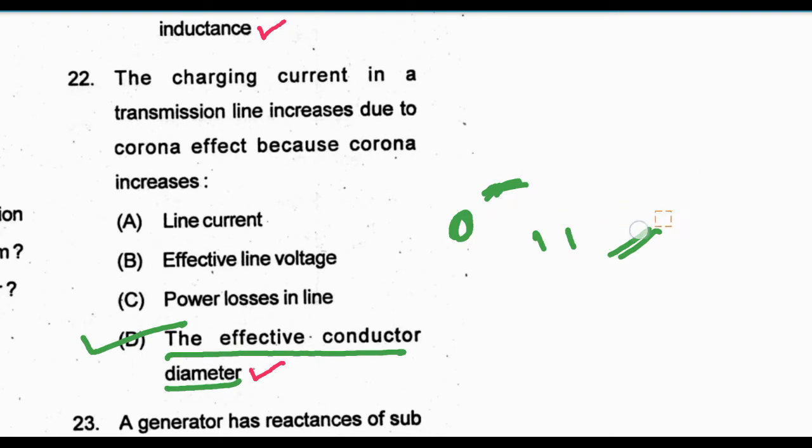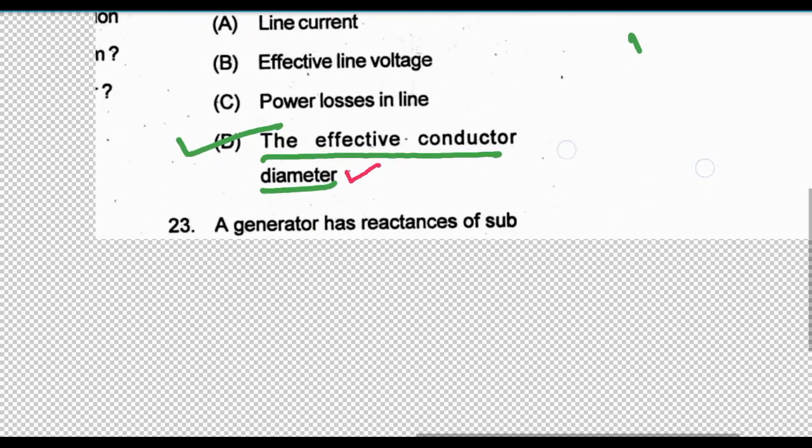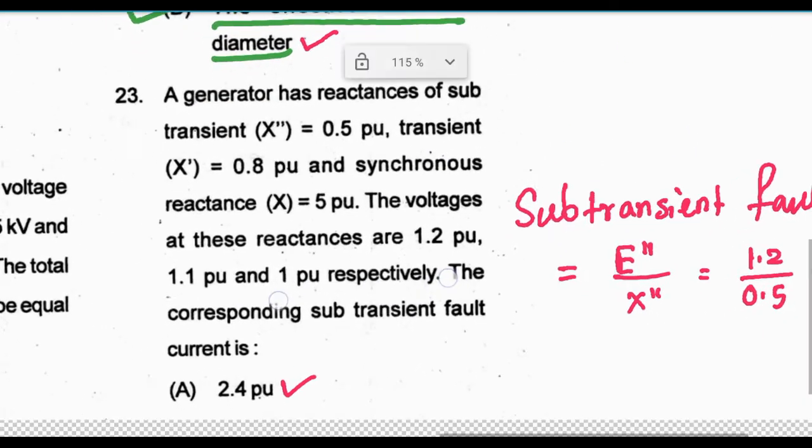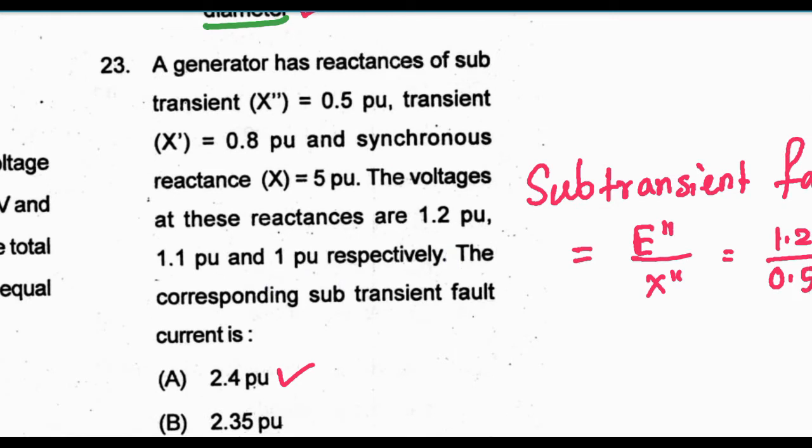Next question is question number 23. A generator has reactance of subtransient X double prime equal to 0.5 per unit, transient X prime equal to 0.8 per unit, and synchronous reactance X equal to 5 per unit. The voltages at these reactances are 1.2 per unit, 1.1 per unit, and 1 per unit respectively. The corresponding subtransient fault current is?